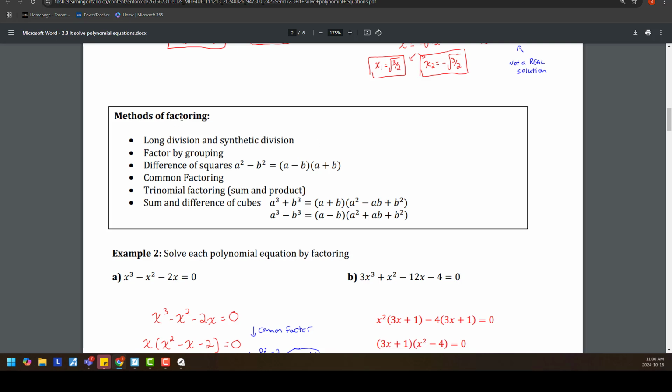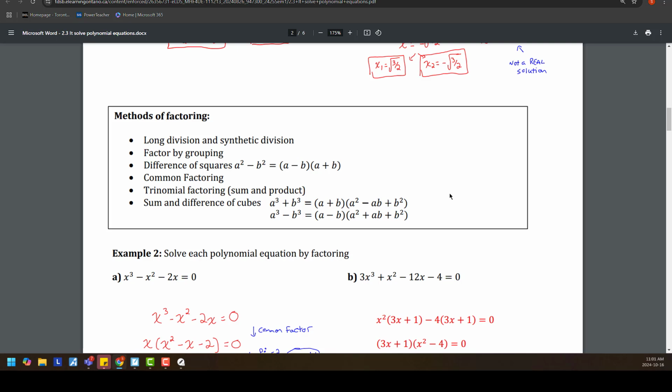Methods of factoring. So we've learned long division. We've learned synthetic division. We know factor by grouping, that's from grade 10. Difference of squares, also from grade 10, and also reinforcing grade 11. Common factoring, I think that was probably introduced in grade 9. Trinomial factoring, once again in grade 10, and sum and difference of cubes. That's something that's new to this course.